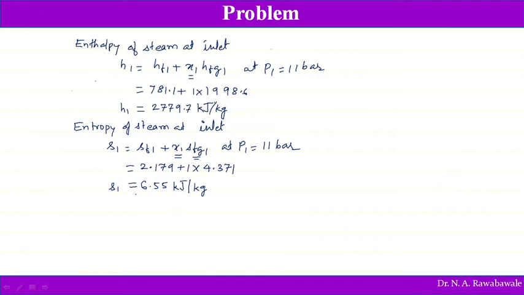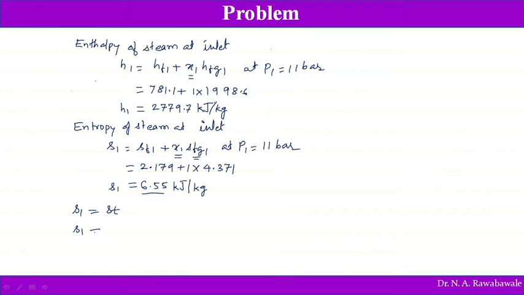Now once we know entropy at inlet, we can try to find out entropy at throat. To know entropy at throat or enthalpy at throat, HT, we must know dryness fraction at throat. To find the dryness fraction at throat, the process is isentropic. Therefore entropy at inlet S1 is equal to entropy at throat. Entropy at inlet is known, which is 6.55.